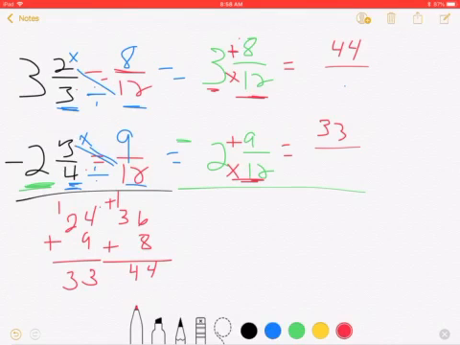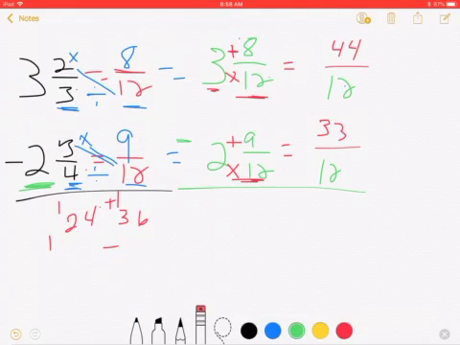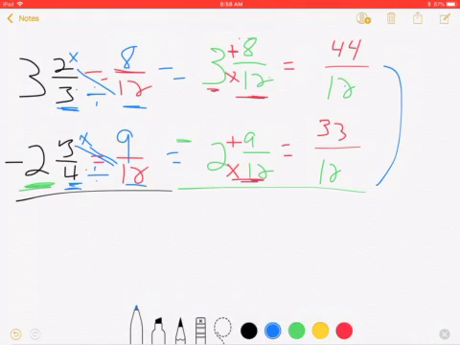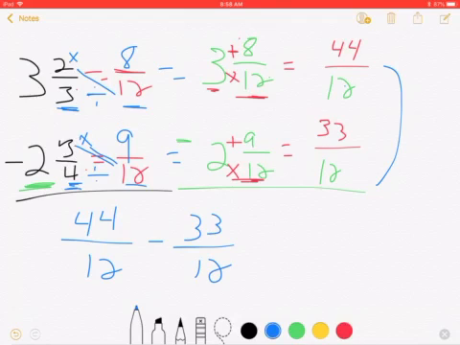So what are the denominators? The denominators are the same. They stay the same. So our denominators are both 12. We'll leave them at 12. And now we have fractions. Even though they're improper, we can subtract, right? So let's subtract now. 44 over 12 minus 33 over 12.